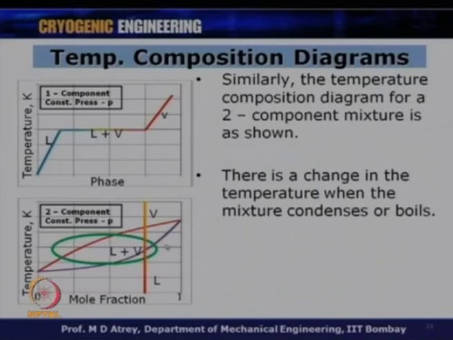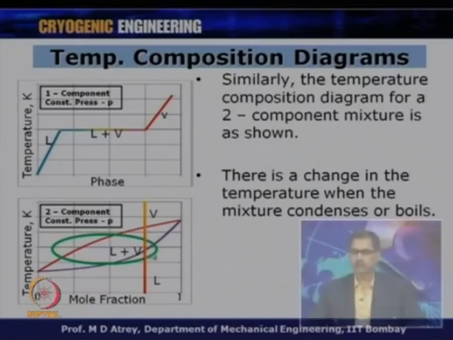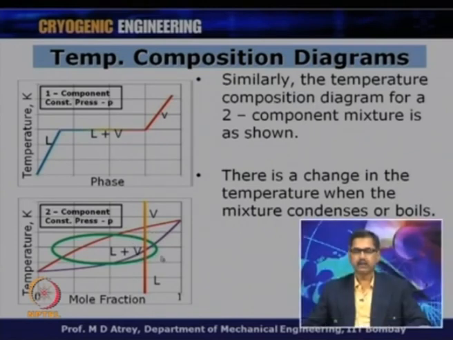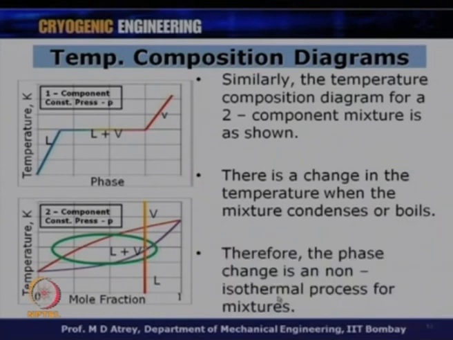This means that the phase transformation in a two component system or in a mixture of two or three different components is not an isothermal process. The temperature does not remain constant during the phase change. Therefore, the phase change is a non-isothermal process for a mixture, while it was isothermal for a single component system. And this is a major change when we go from single component to multi-component mixtures.